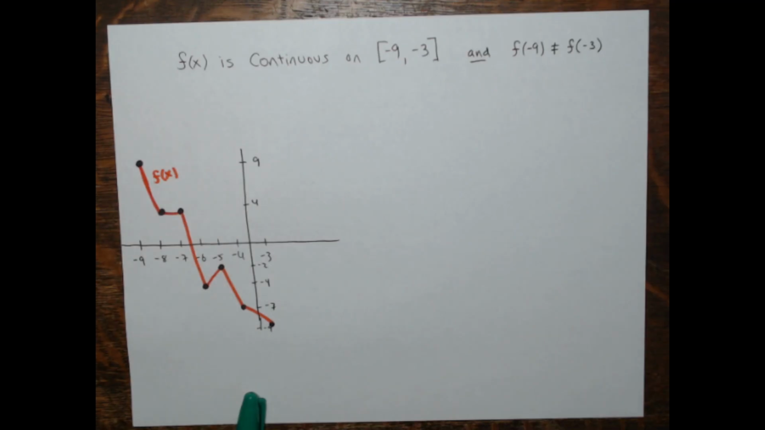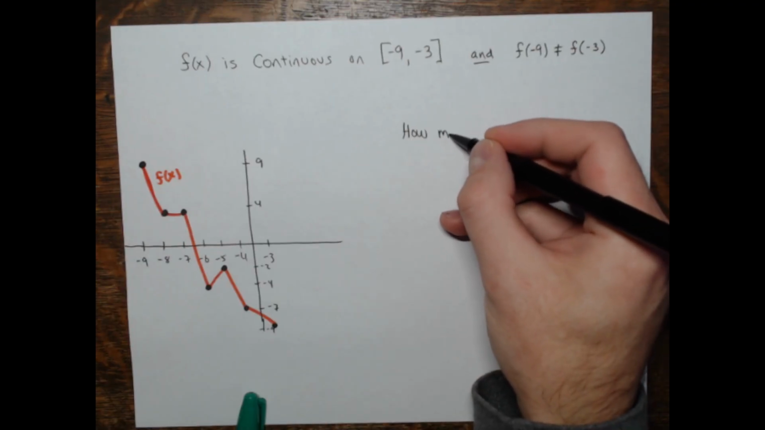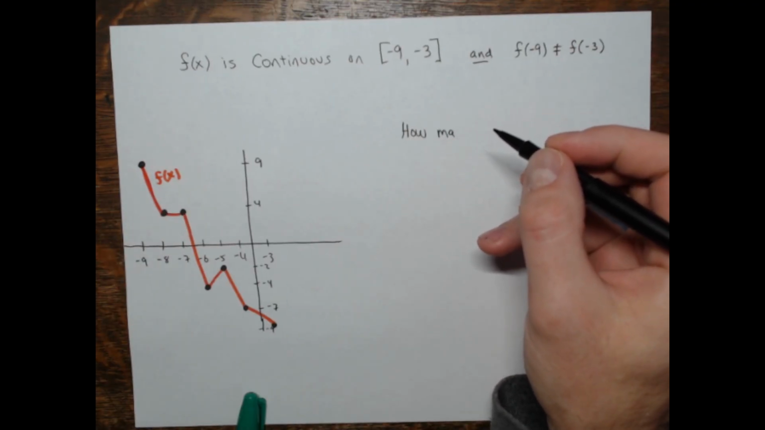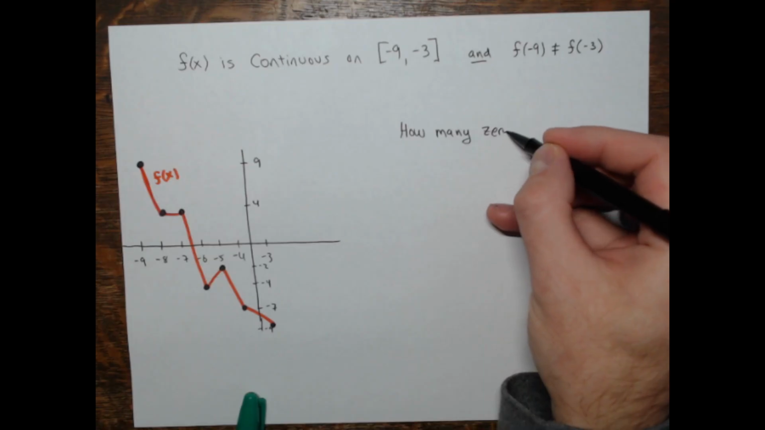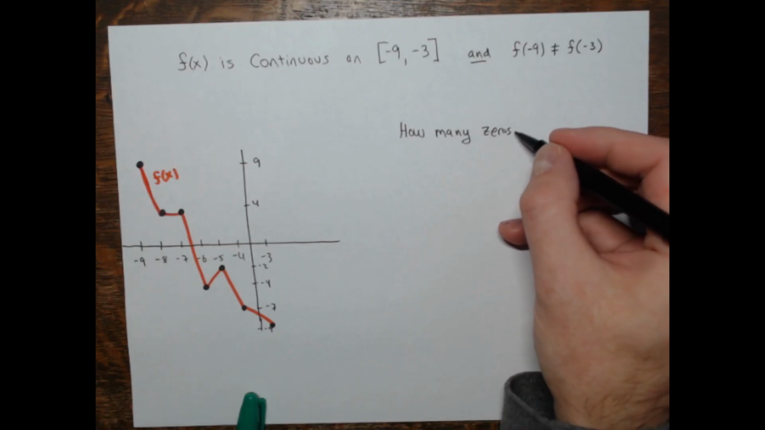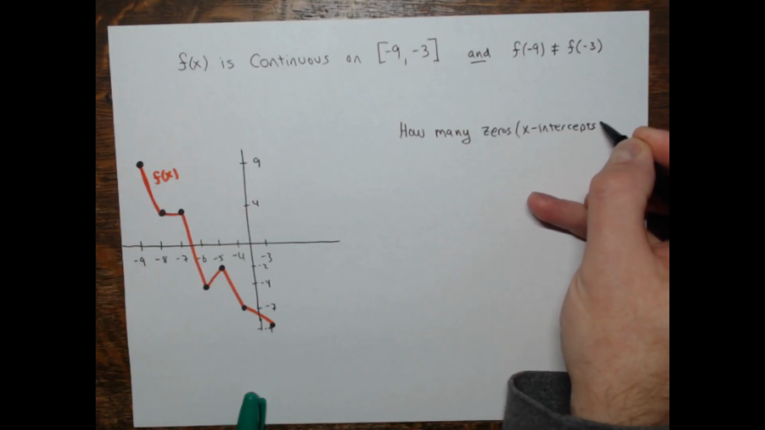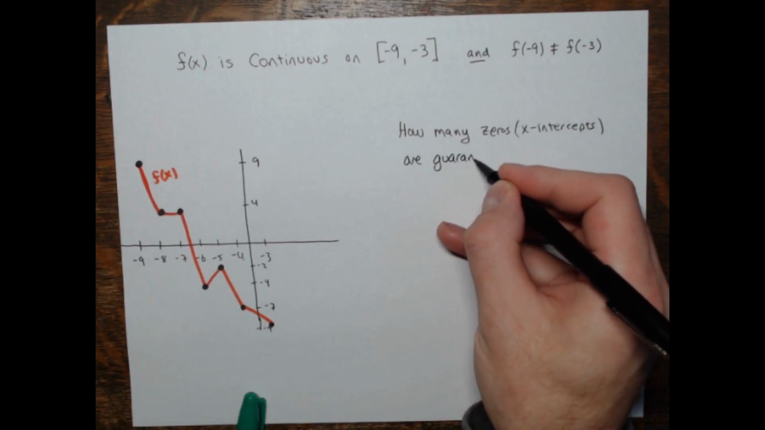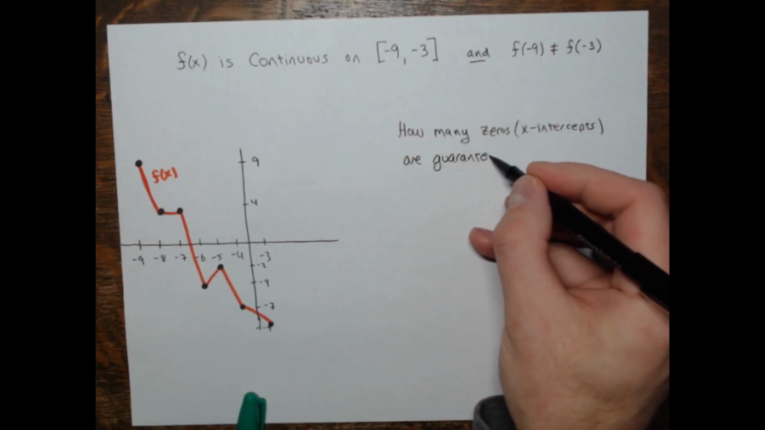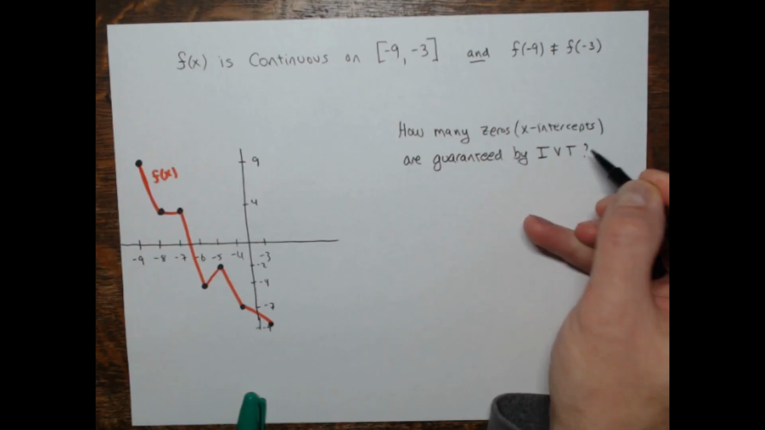So they're asking, how many x-intercepts are guaranteed? Or what's the smallest amount? What's the minimum number of x-intercepts? How many zeros are guaranteed? Zeros, x-intercepts are guaranteed by the intermediate value theorem here, right? The conditions are met, so I can apply it. I'm just going to put IVT for intermediate value theorem.